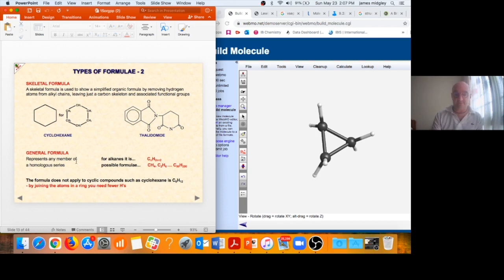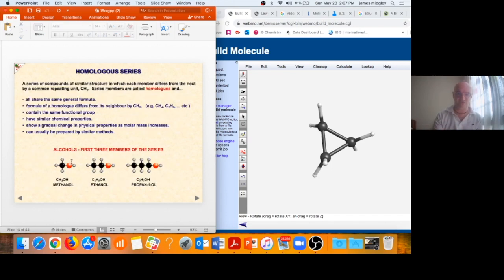Okay, general formula. Homologous series will differ by a CH2 unit. That's a definite thing. Learn it, deal with it, move on with your life. Members of the same homologous series differ by a CH2 unit. Same general formula, differ by CH2.